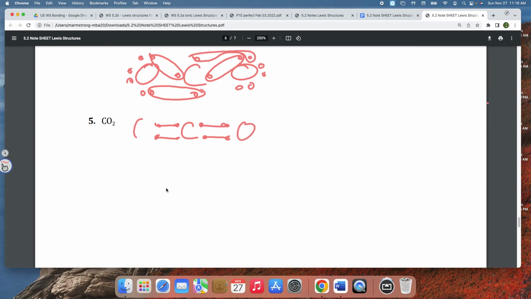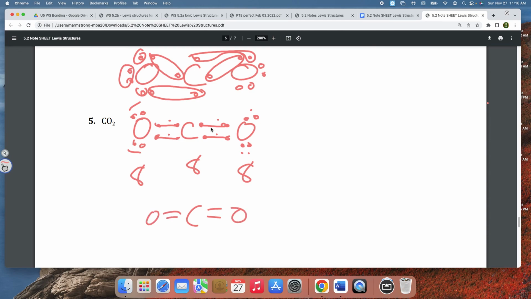I got to count what's left for each oxygen. 2 and 4. Looks like. So let's count it. 2, 4, 6, 8. 2, 4, 6, 8. So each oxygen has 8. Now let's count the carbon. The carbon has 2, 4, 6, 8. They are all happy, so it looks like this in a better diagram.